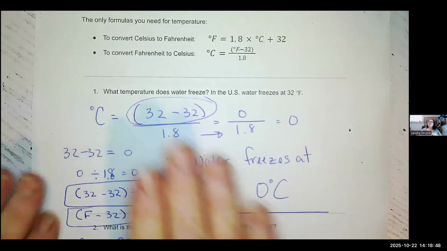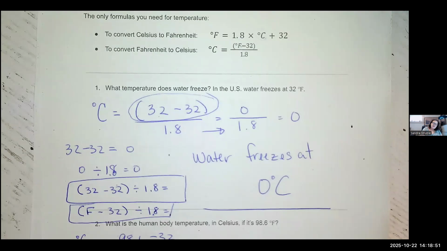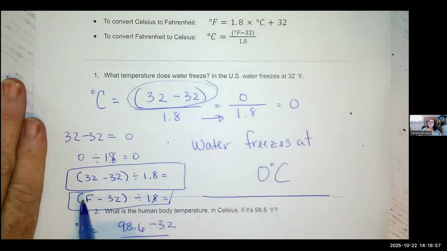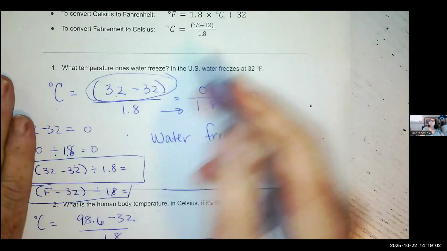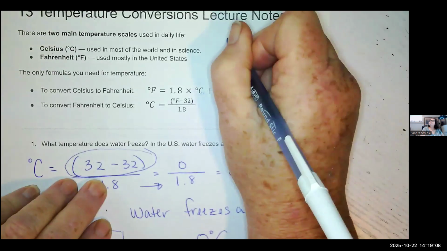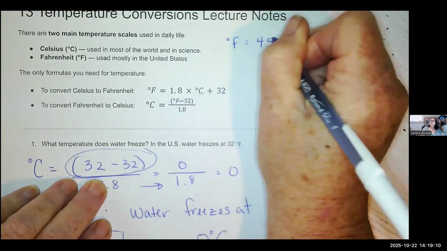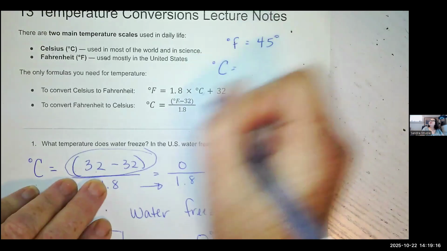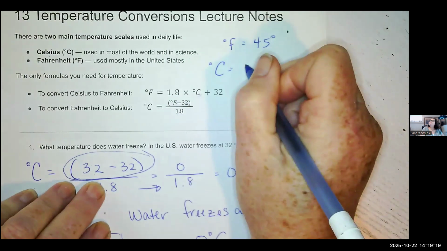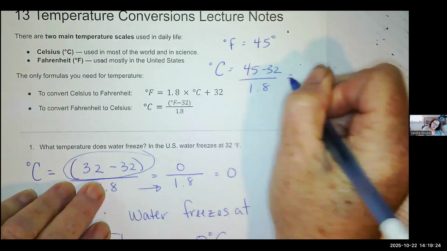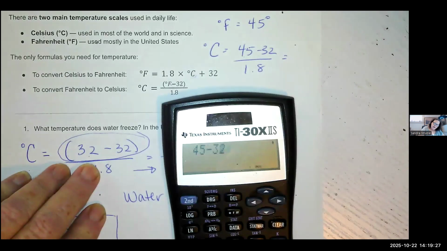I find that those who struggle with the parentheses, if you struggle with remembering to use the parentheses, then putting it all in at once is probably not the best benefit for you. And instead, your choice would be, I'm going to come up here and do this one again. What if we have a Fahrenheit of, let's just say, 45 degrees, and we want to know what that is in Celsius? Well, what I'm going to tell you to do is just go ahead and do the 45 minus 32. You're going to get 13 and then divide that by 1.8.